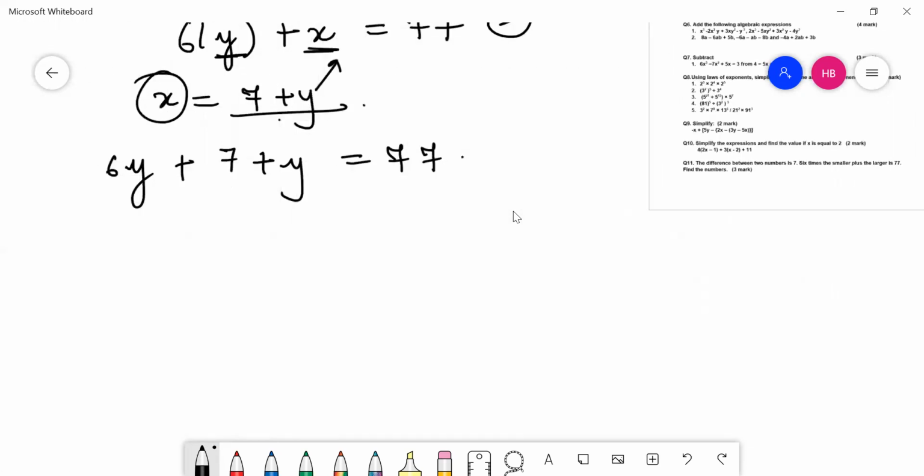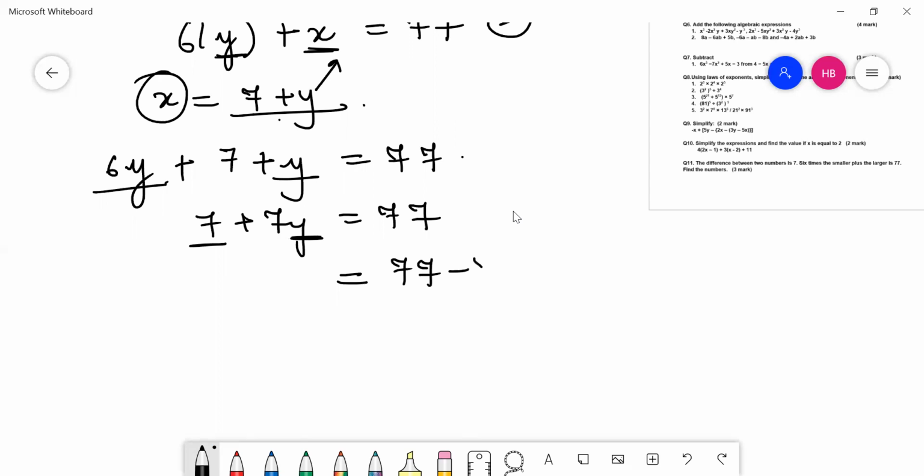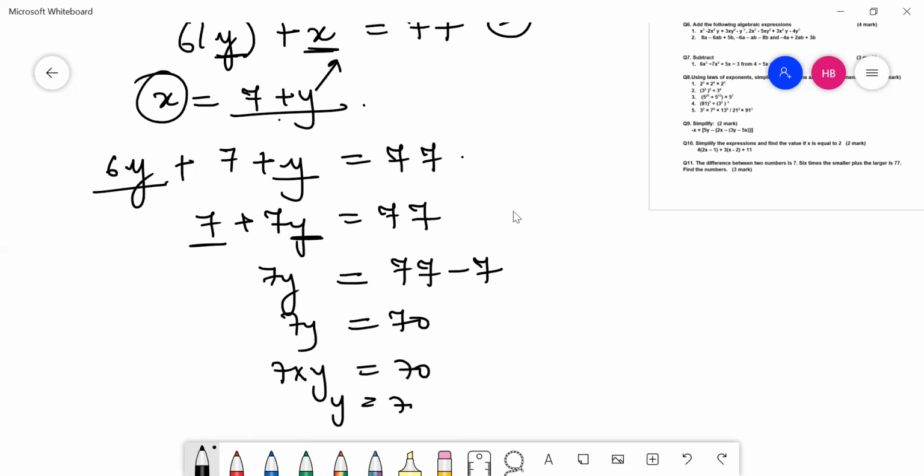Now, I'm going to group the like terms. 6y plus y will give me 7y is equal to 77. I'm going to take 7 on the other side of the equation. Why? Because I need to find the value of y. So I'm eliminating the constant term. So it will give me 77 minus 7, which is 70. 7 into y gives me 70. y gives me 70 divided by 7, which is 10. So my value of y is 10.